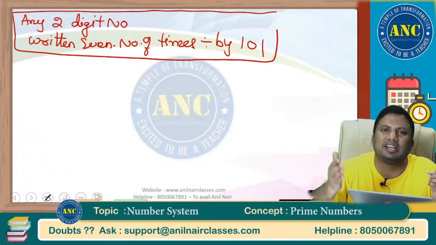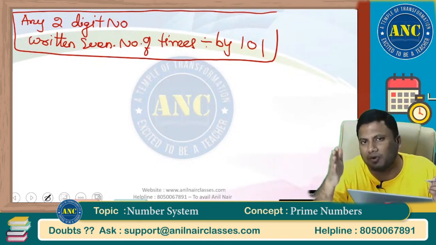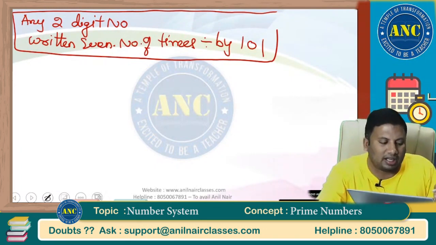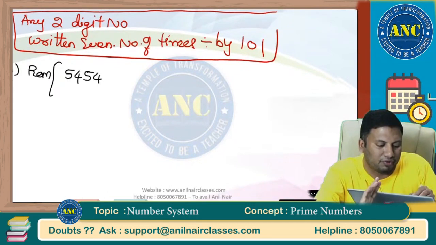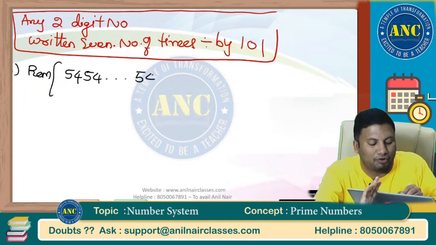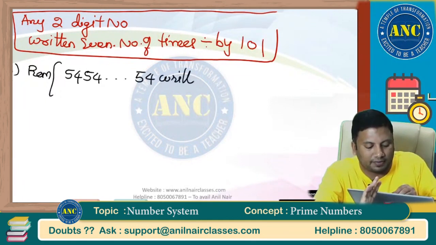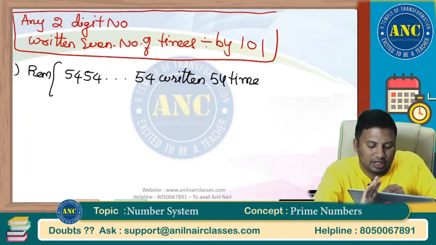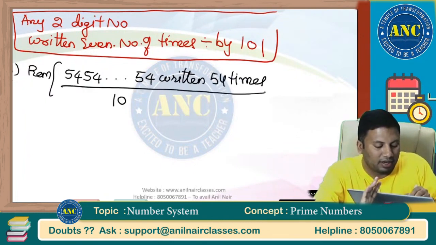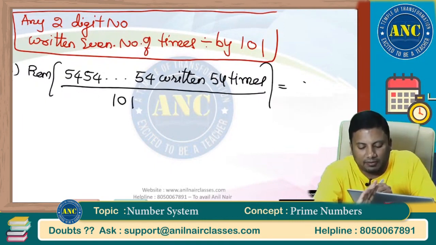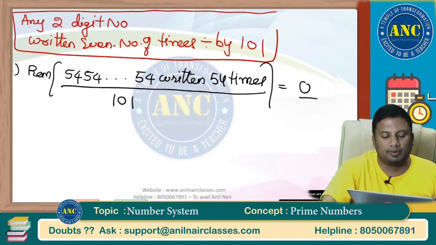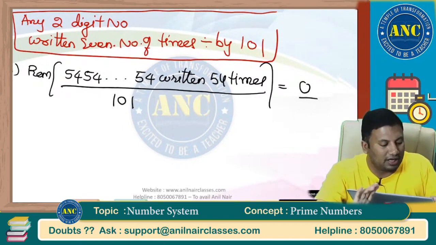Why? Because 36 divided by 101, take a group of 2 digits, alternatively plus and minus. Suppose if the question is 54 written 54 times, divided by 101. Any 2 digit number written even number of times is always divisible by 101. I hope the idea is clear.